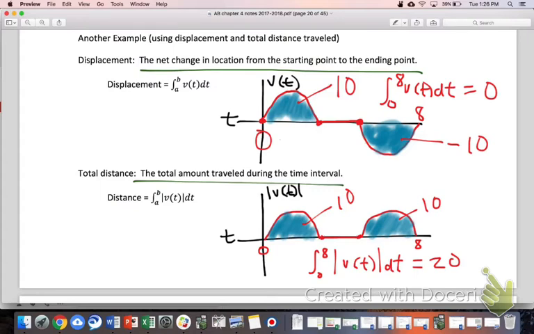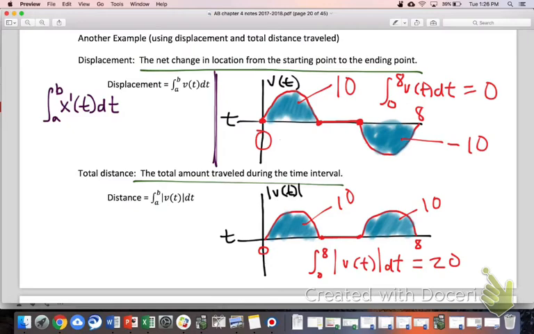All right, let me show you one other way. Think about this. I'll just do this with displacement. This gets kind of messy with total distance. So think about it like this with displacement. Would it be fair to say that this expression is the exact same thing as the formula for displacement? Right? Velocity is position prime.